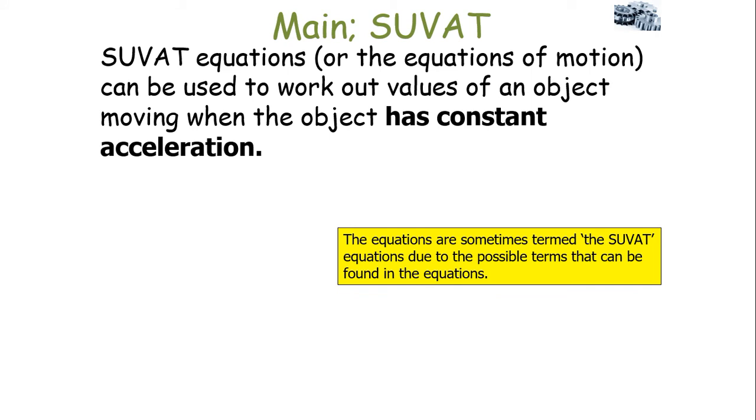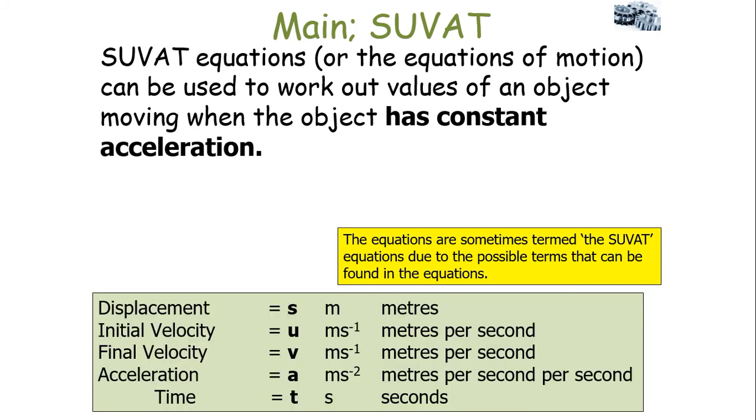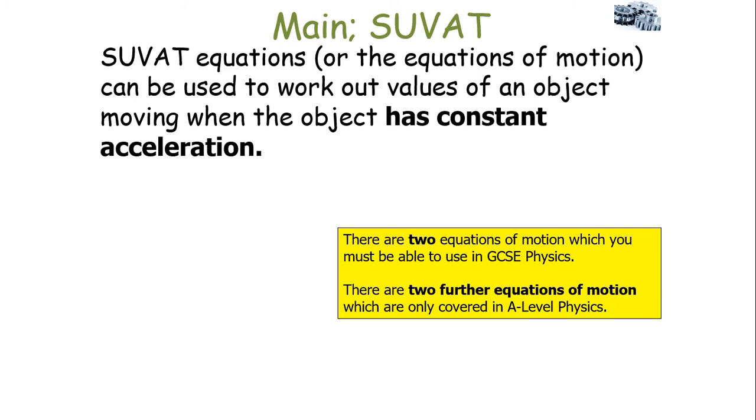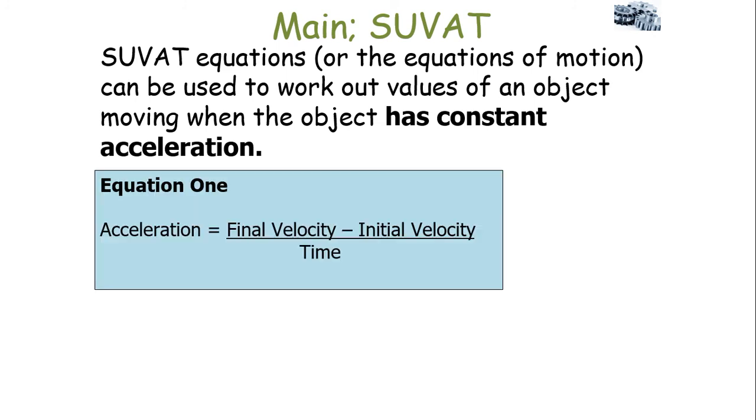Now there are two equations you've got to use for this. We call them the SUVAT equations due to the terms found in the equations. S, displacement, U, initial velocity, V, final velocity, A, acceleration, and T, time. SUVAT. Remember, S stands for displacement, not speed, and D would be distance travelled, but we're not considering distance travelled in these equations. So, what are our two equations we've got to know for GCSE?